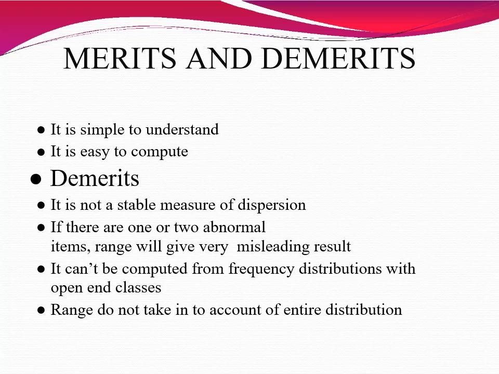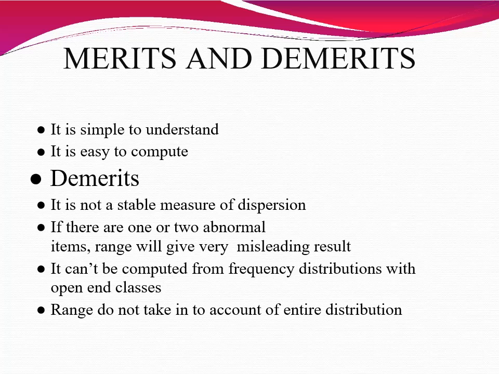The demerits we have listed here, around four demerits. What are those? It is not a stable measure of dispersion. Why do we call this not a stable measure of dispersion? Because it is affected by the extreme values only. That is, we are considering here two extreme values, the maximum and the minimum. Only two values are considered, and in between we are not considering any other values, and that is why it is called an unstable measure of dispersion.